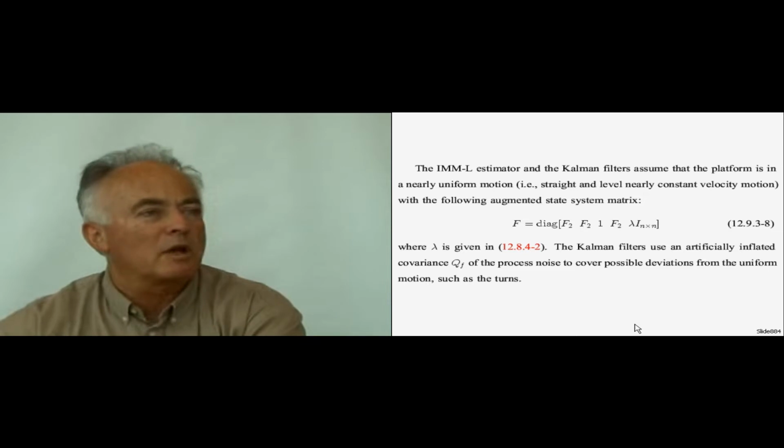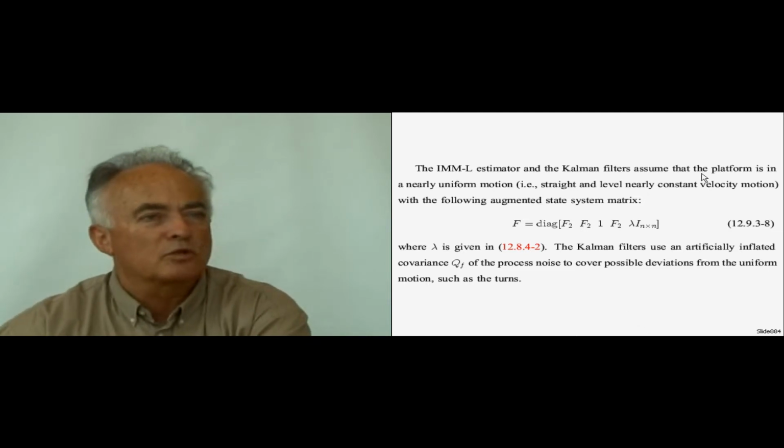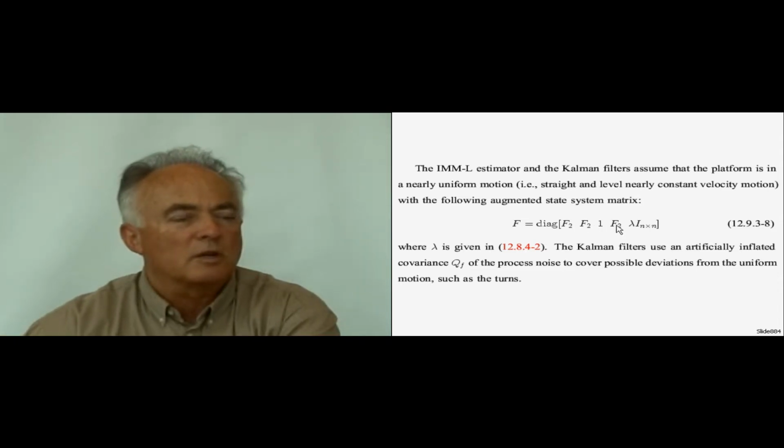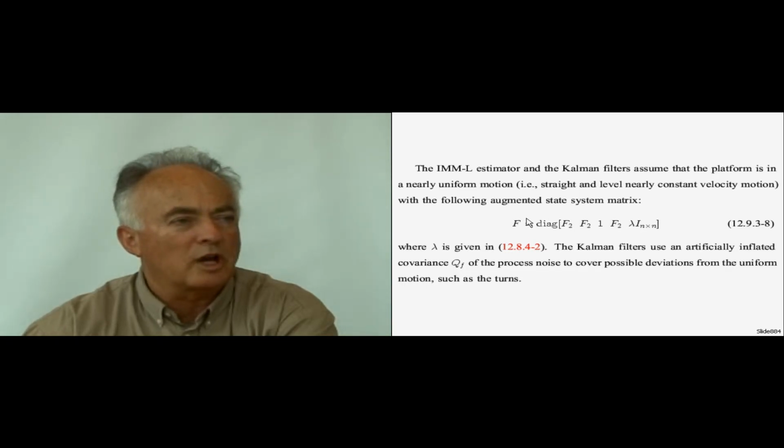Now, the IMM-L estimator and the Kalman filters assume that the platform is in nearly uniform motion, straight and level, nearly constant velocity motion, with the following augmented system matrix. This is a double integrator, F2, F2, 1 for Z, same double integrator for the clock, and this is the first order Markov autocorrelated measurement noise, which are now part of the state. So this is a block diagonal transition matrix.